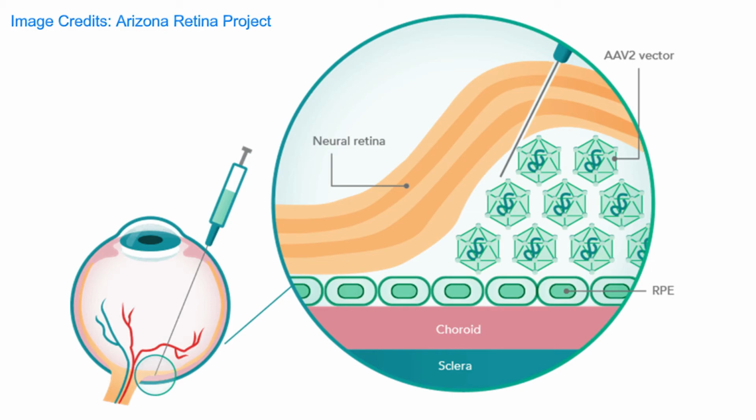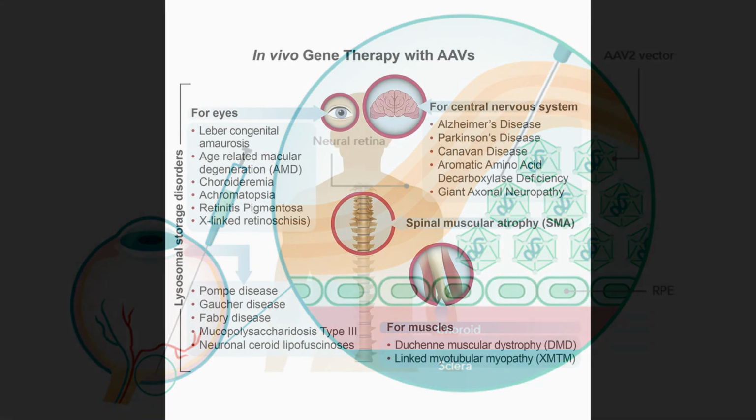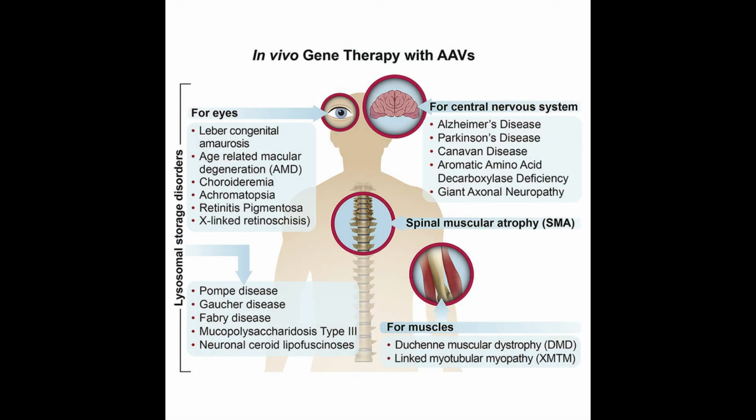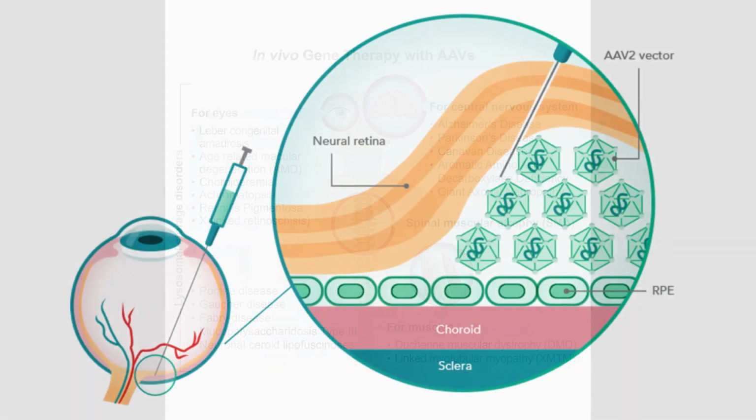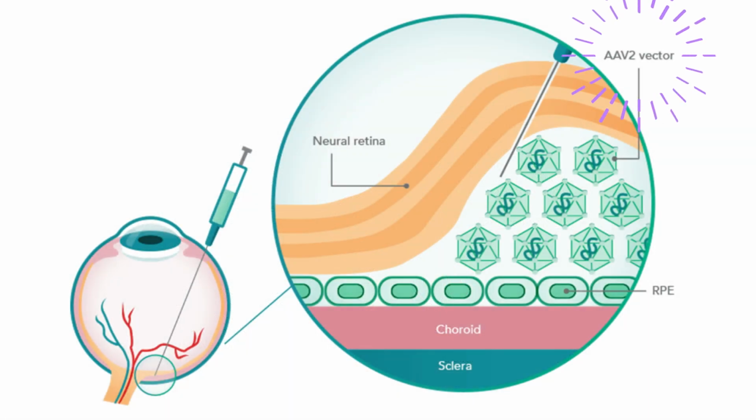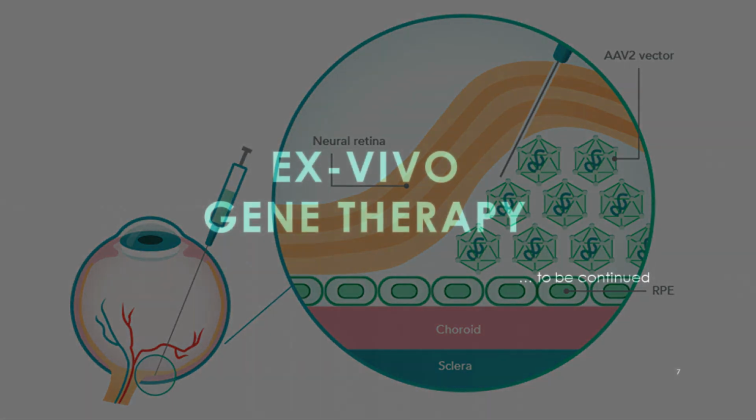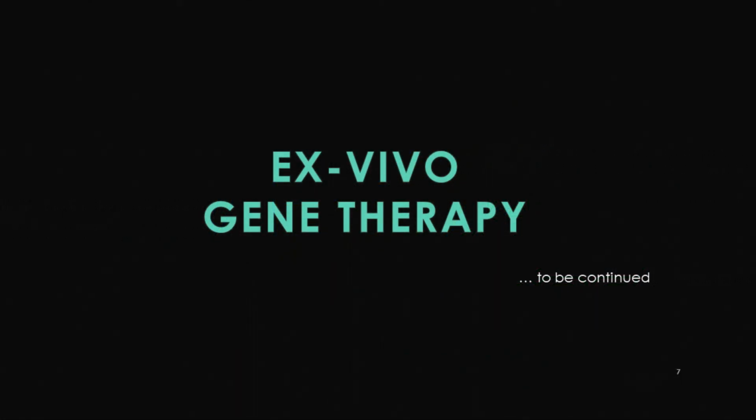Other examples of such therapies that are in clinical trials include the therapy for hemophilia A. As you can see in the image, there's a term called AAV2 vector. So we are going to talk about vectors in our next part, but keep this in mind for further discussion.